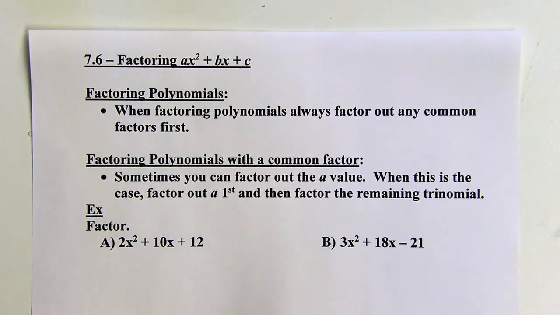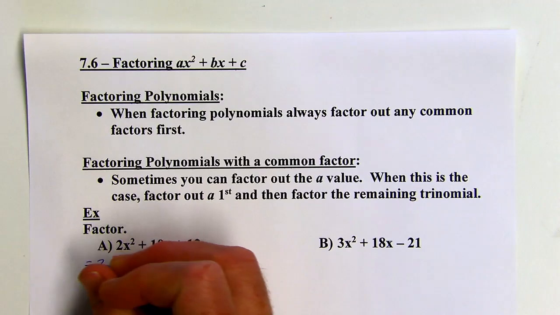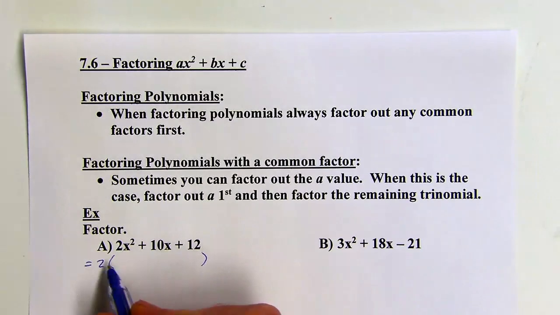So whenever you're factoring polynomials or doing any factoring at all, you want to factor out common factors first. So I'm looking at all three terms. I'm thinking, does anything go into all three of these terms? And since the numbers are all even, that means 2 goes into everything. So I'm going to factor out a 2. Okay? So then I'm thinking about distributing.